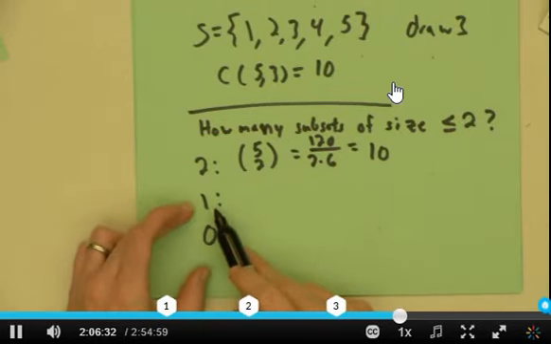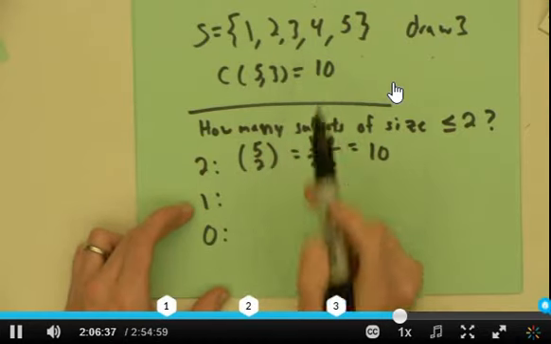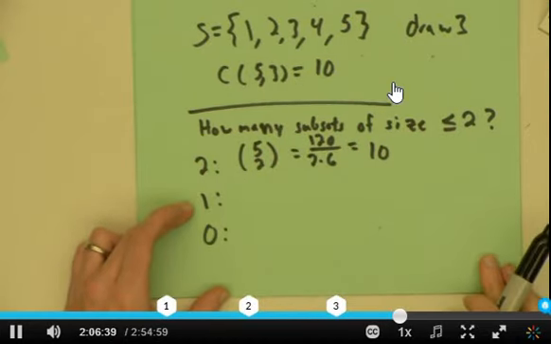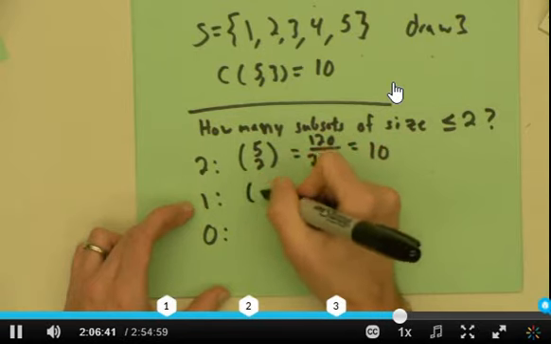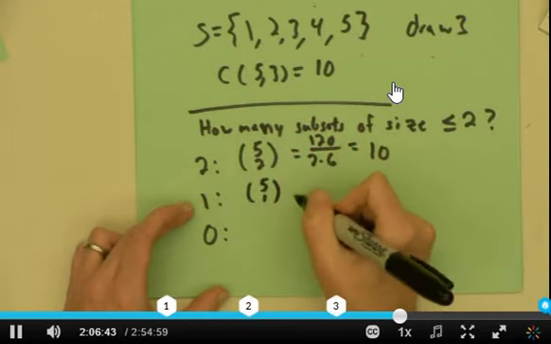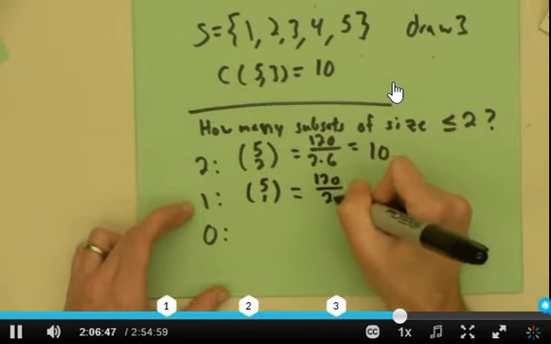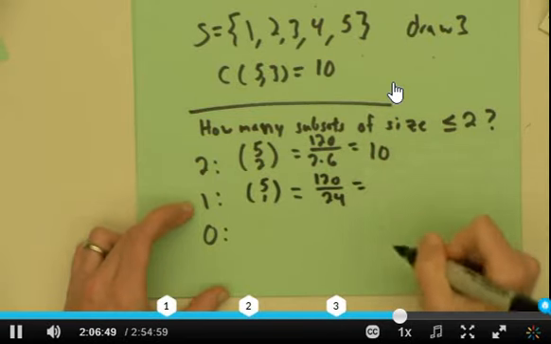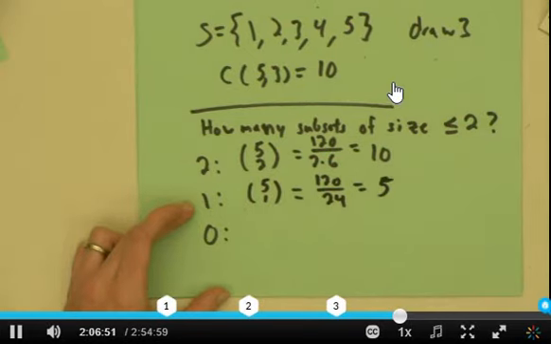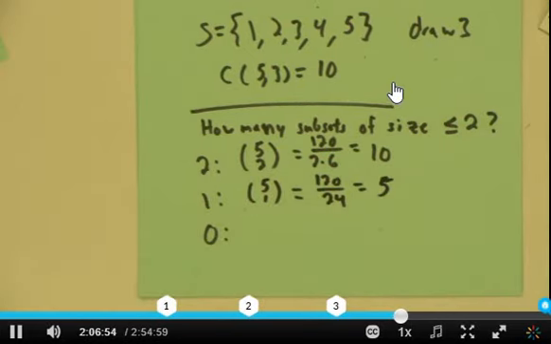How many sets are there of size 1? Well, intuitively, 1, 2, 3, 4, 5, there's 5 sets of size 1 that I could choose. If I use this notation, it's 5 choose 1, and that's 120 over 24, which does amount to 5.